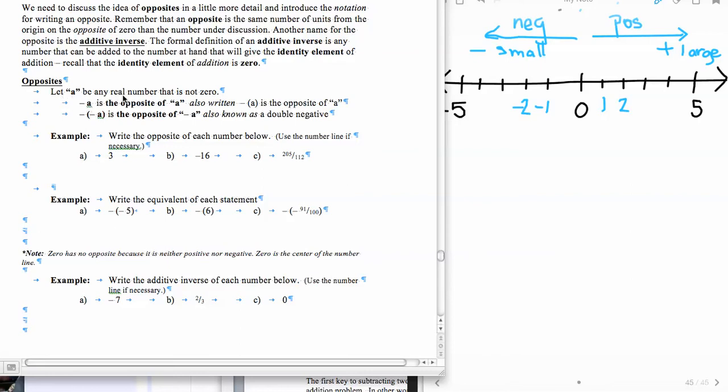So let A be any real number that's not 0, and we say the opposite of A is how we read this negative A. And if we wanted to as well, we could put parentheses around the A and read it as the opposite of A. Now this next one says the opposite of the opposite of A, or just the opposite of negative A.